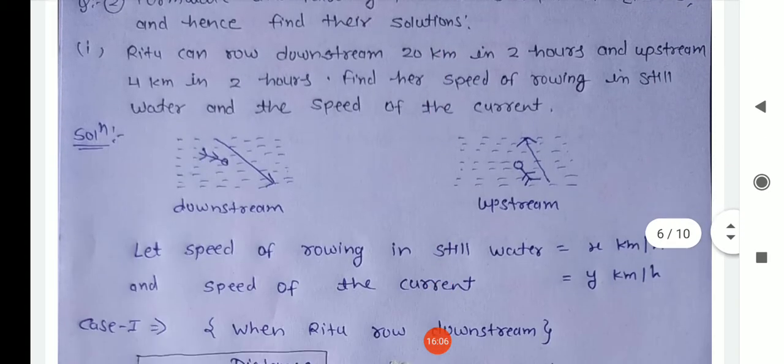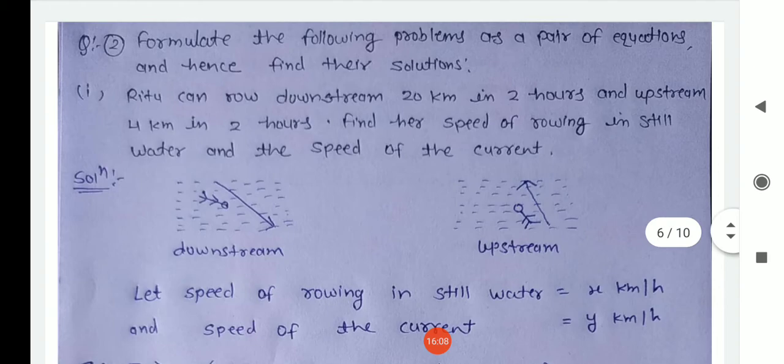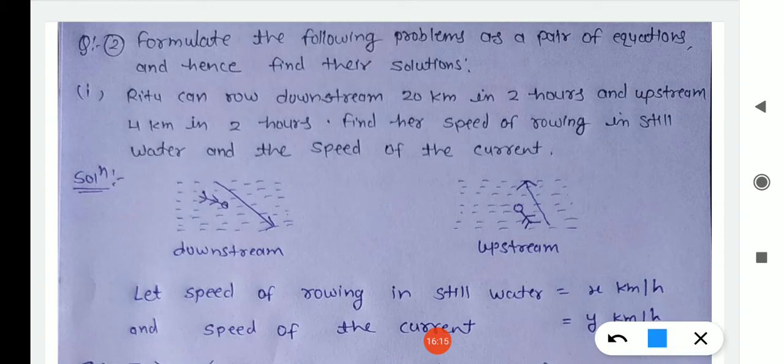Now I move to question number 2. This is your word problem based on reducing into linear equations of two variables. So question number 4, formulate the following problem as a pair of equations, hence find their solution. Okay, so what is the first question? Ritu can row downstream 20 km in 2 hours and upstream 4 km in 2 hours. Find her speed of rowing in still water and the speed of the current.